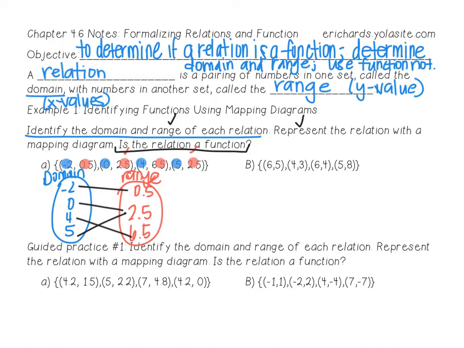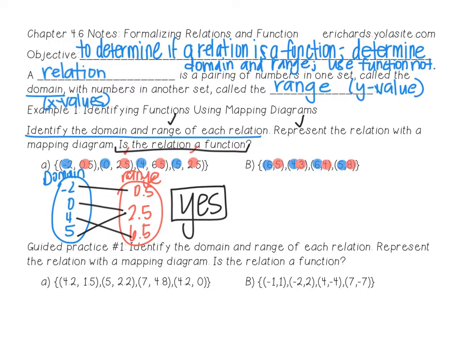The way you do that is with a mapping diagram, you check your lines from your x coordinates. If each x coordinate only has one line coming from it, it is a function. The x's can only be used one time. Okay, B, we're going to do the same thing. Domain in blue, 6, 4, 6, and 5. Range in pink, 5, 3, 4, and 8.